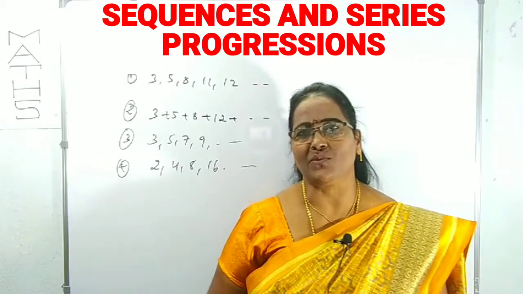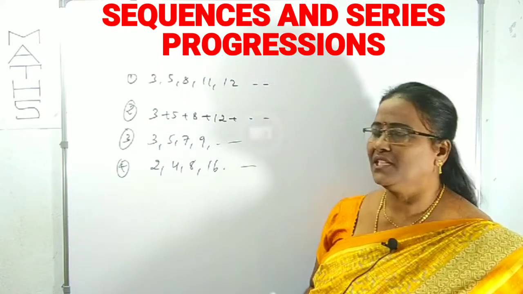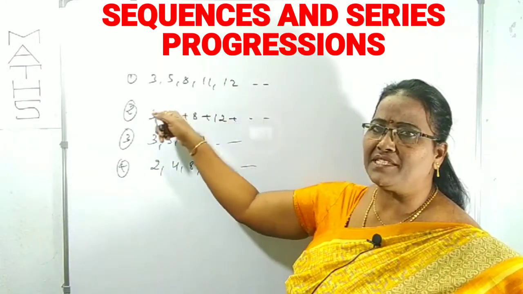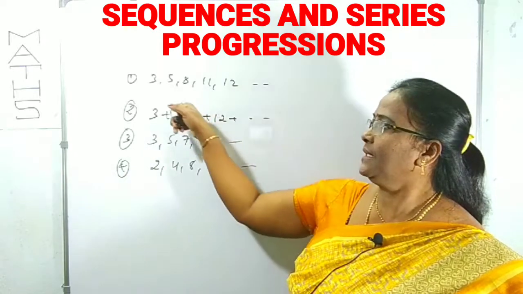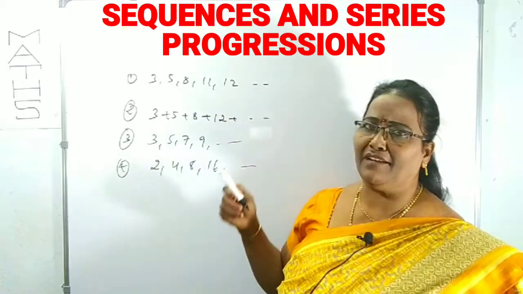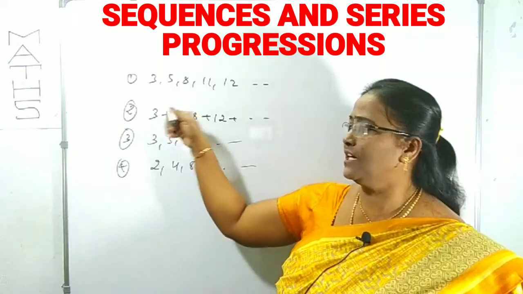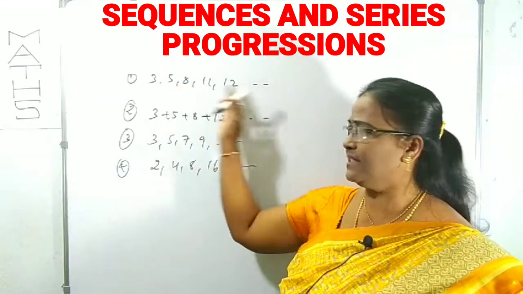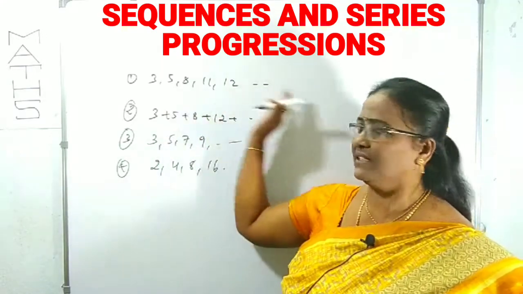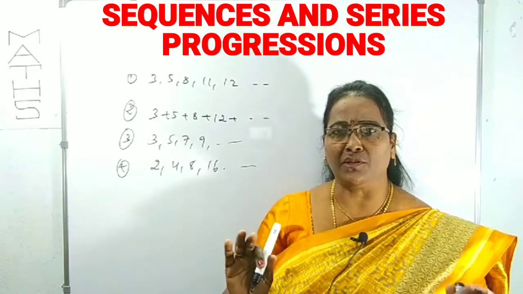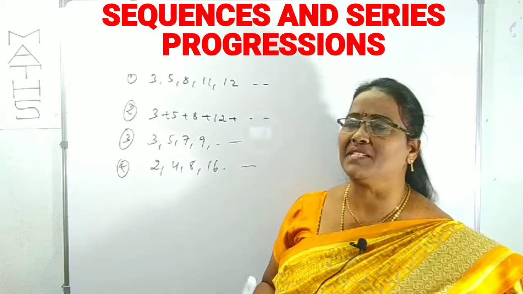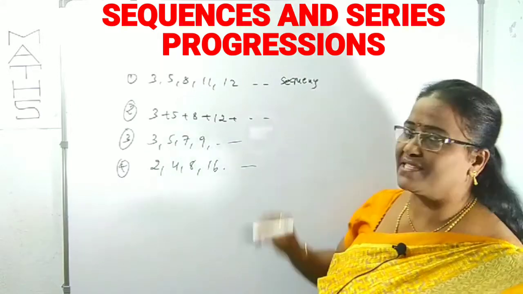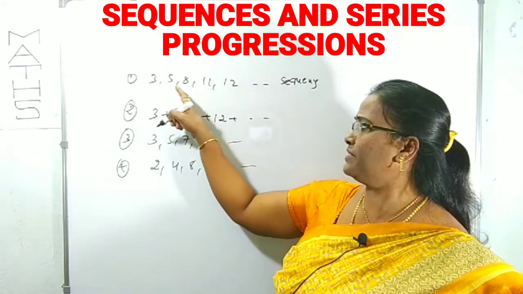Look at these examples. What are the differences between them? We can look at the first example. In this example, there are some terms in increasing order, like 3, 5, 8, 11. They are different terms and they are not maintaining any particular pattern, like 3, 5, 8, 11, 12. Such a formation of terms is called a sequence.